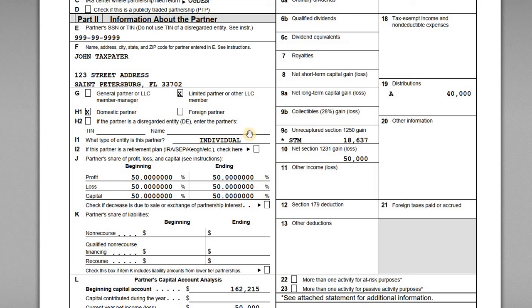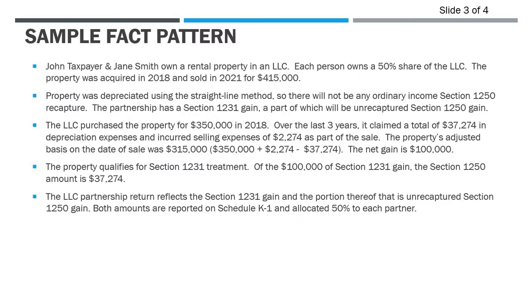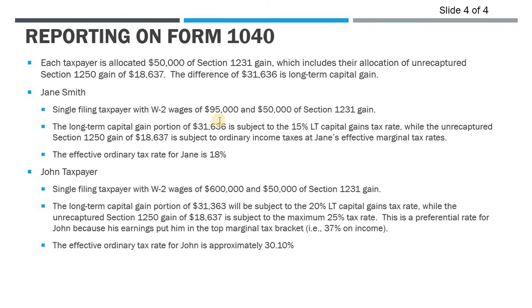Now, if we start to look at how these are reported on the 1040, let me jump over here. So this is the last slide, and then we'll look at each of their 1040. So each taxpayer, again, is being allocated 50K of 1231 gain, which includes their allocation of the unrecaptured 1250 gain, 18,637 each. The difference there is just pure long-term capital gain, okay? Now, here's the two fact patterns we've got for each taxpayer, and then we'll look at their 1040s.